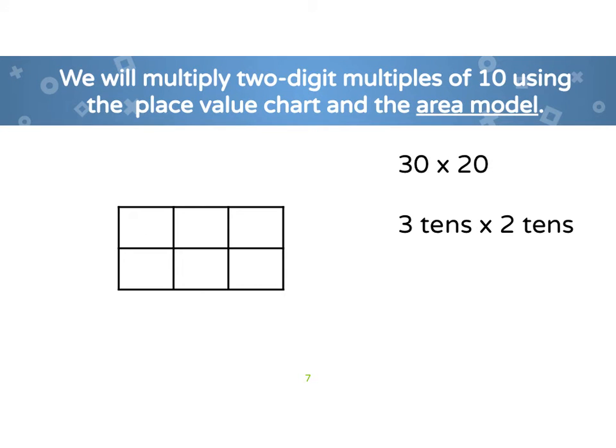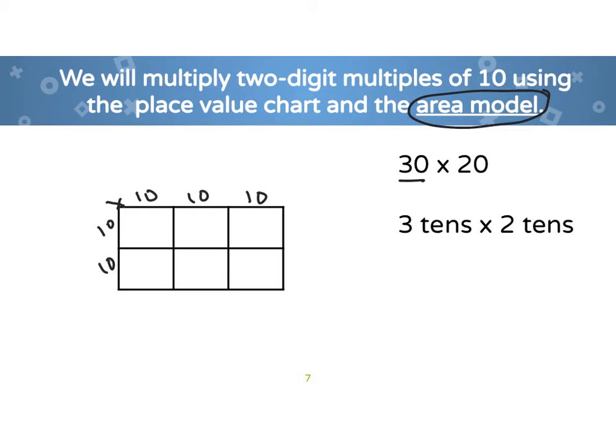So here we will multiply two-digit multiples of 10 using the place value chart and the area model. Here we've just moved and we're going to be doing the area model. If I have the area model and I say this is 30, I could say this is 10, 10, and 10, that would equal my 30. Remember, when we're doing area, we multiply the width times the length, and I have 10 and 10. I just drew in the boxes for you.